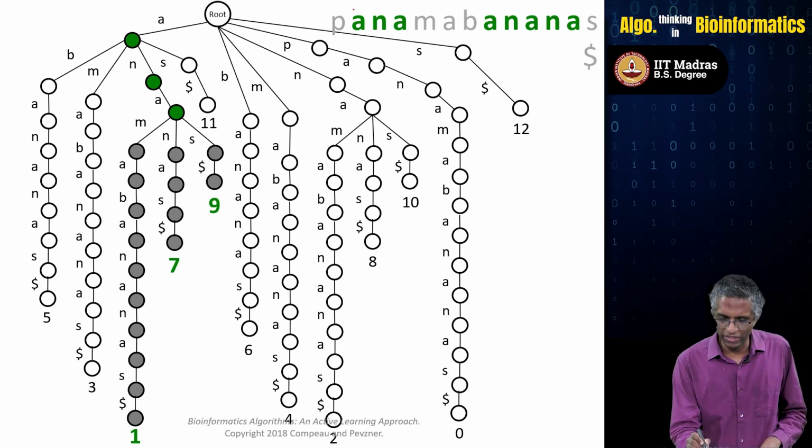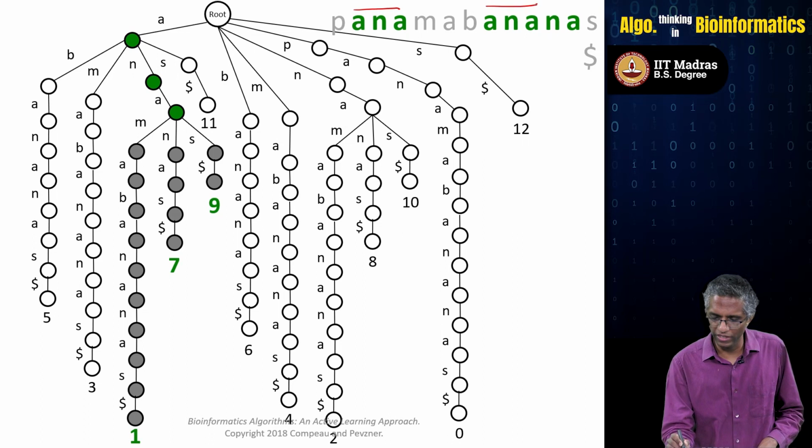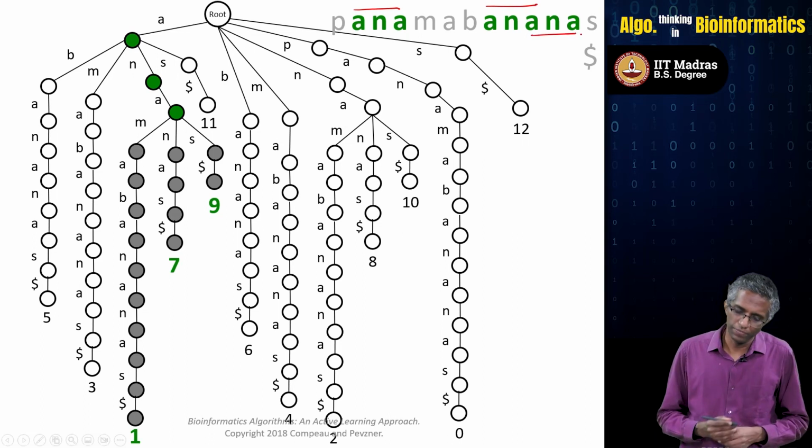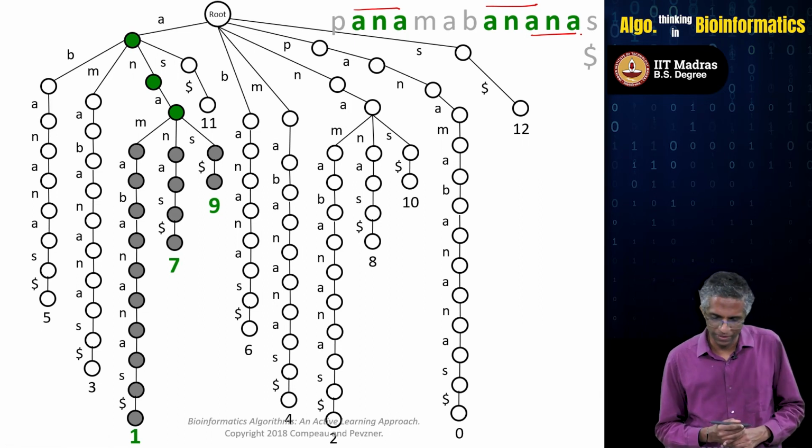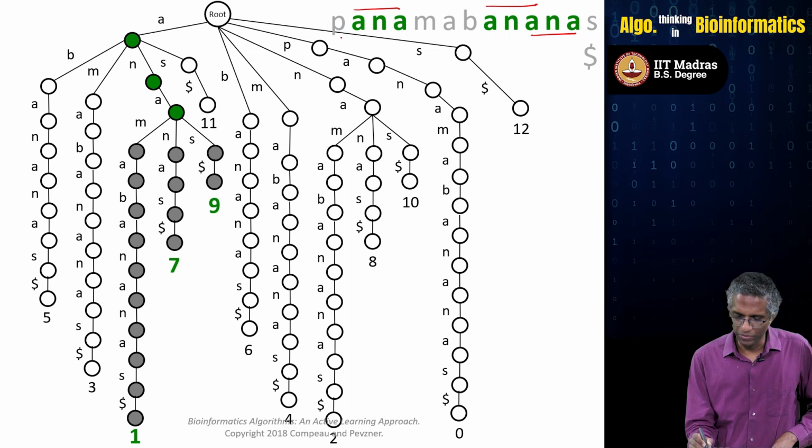You have these 3 matches: ANA at location 1, ANA at location 7 and ANA at location 9. Some of these hits may overlap, like the 7th and the 9th location. Again, remember that these are the locations or positions, and we are starting with a 0-based numbering.